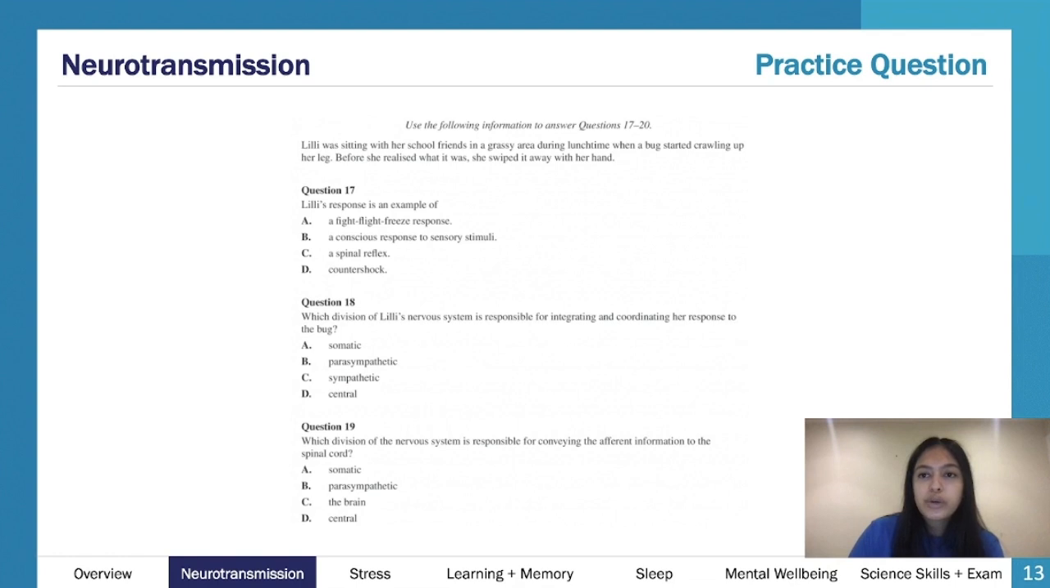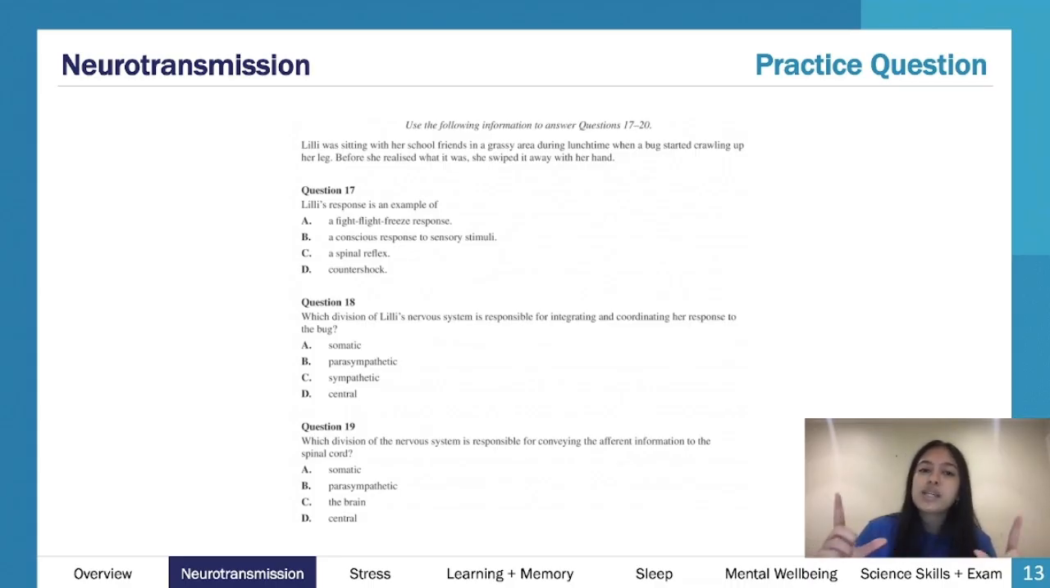All right, we'll do a quick practice question or three. So Lily was sitting with her school friends in a grassy area during lunchtime when a bug started crawling up her leg. Before she realized what it was, she swiped it away with her hand. So this is something that we haven't discussed in detail yet, but thinking about these terms, you're going to want to highlight words that you see.